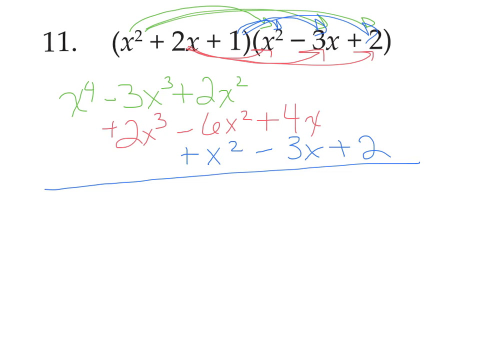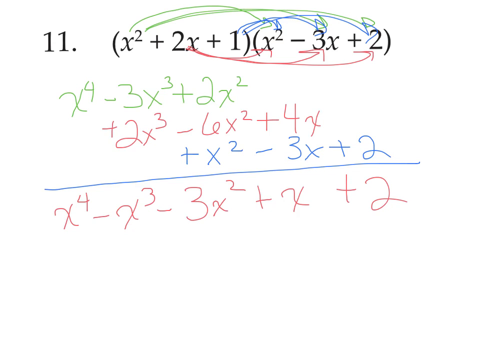So remember, when we're combining like terms, the exponents and the variables don't change. So we're going to end up with x to the fourth. Here we have a negative 3 and a positive 2, so that's negative 1 x cubed. Positive 2, negative 6, positive 1. Well, positive 2 and positive 1 make positive 3. Negative 6, positive 3 makes negative 3 x squared. Positive 4 and negative 3 makes positive 1 x, and then this plus 2 on the end.